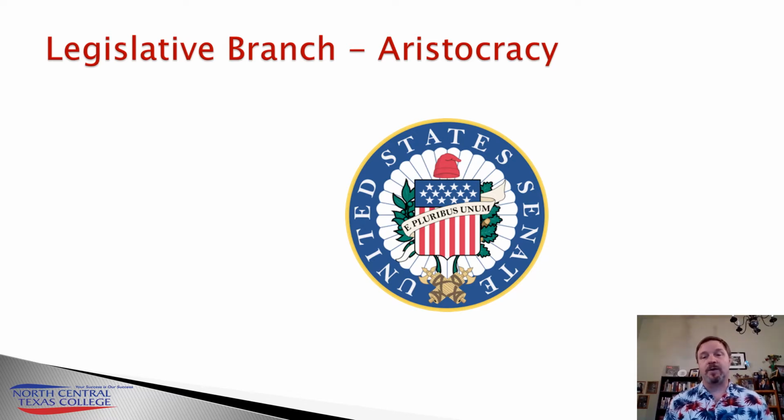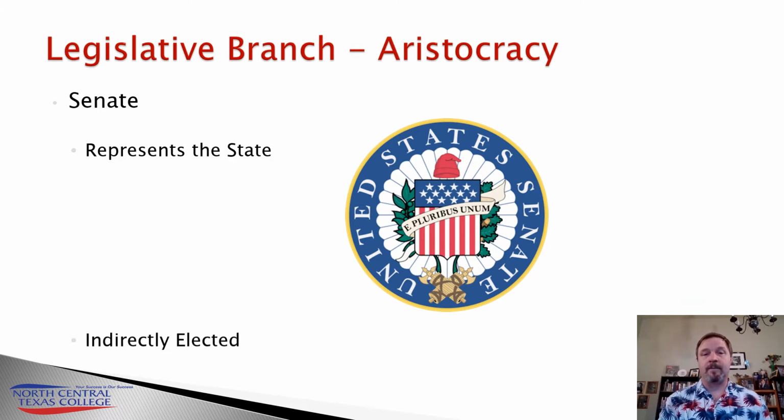And the first of these that we're going to take a look at is the U.S. Senate. When we look at the U.S. Senate, this is the aristocratic aspect of the legislative branch, right? The Senate represents the states. In fact, this is why you have equal representation. Little Rhode Island has 2 senators, and so does the state of Texas, right? Even though they're significantly different in size, it's equal representation, right? Each state is equally represented.